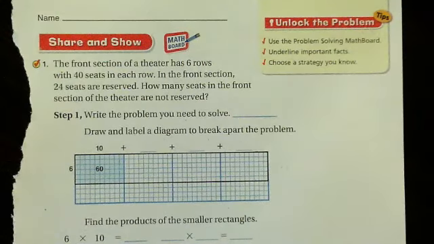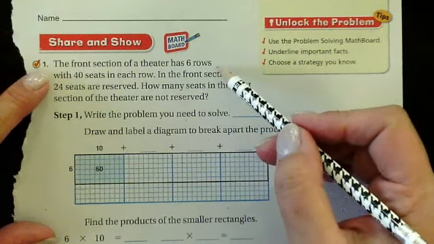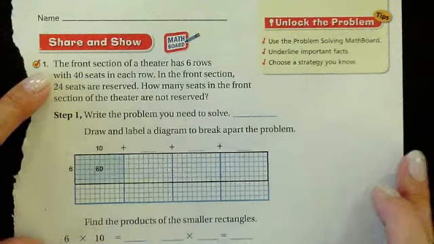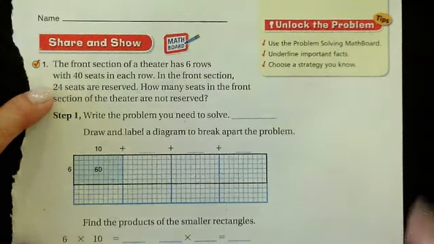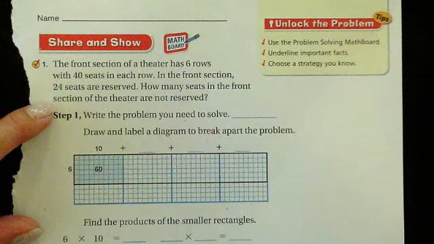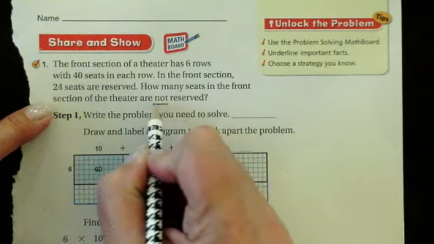Okay, let's check your work from the Share and Show. Let's read the problem. It says the front section of a theater has 6 rows with 40 seats in each row. In the front section, 24 seats are reserved. How many seats in the front section of the theater are not reserved?